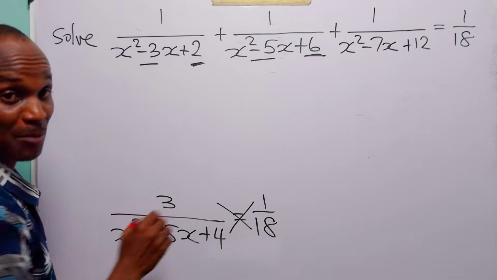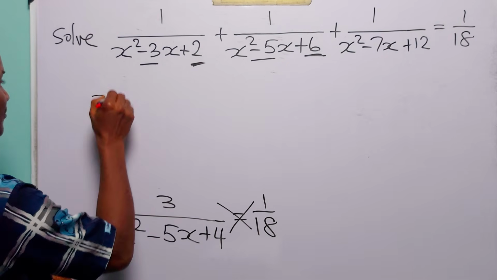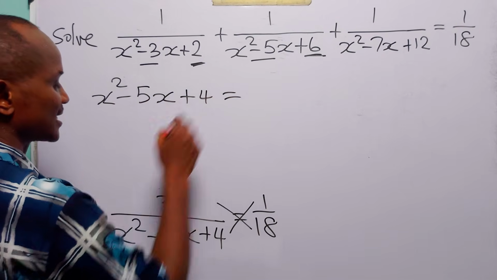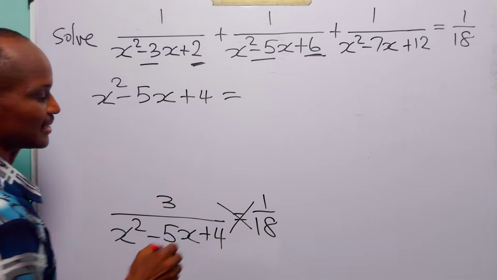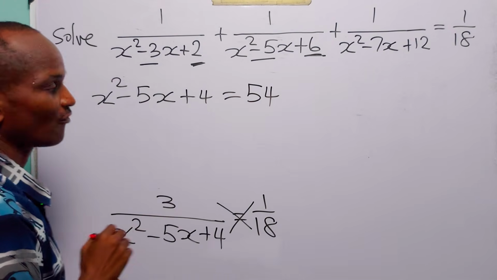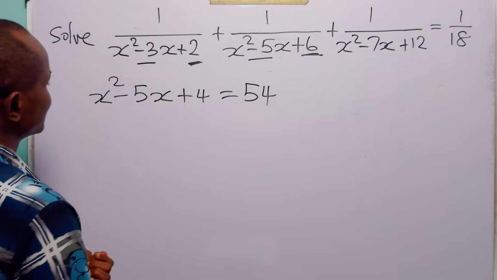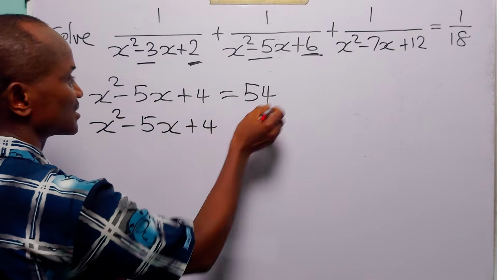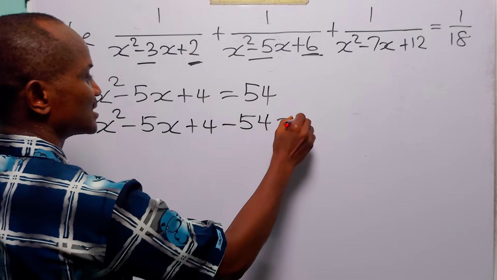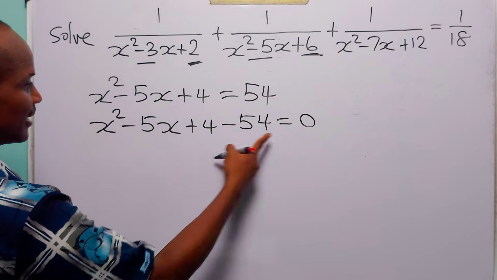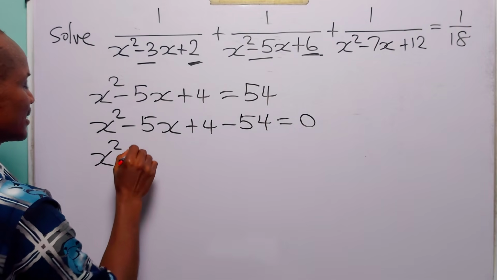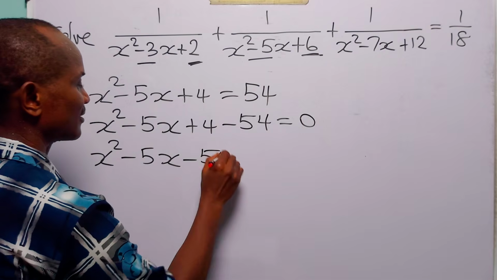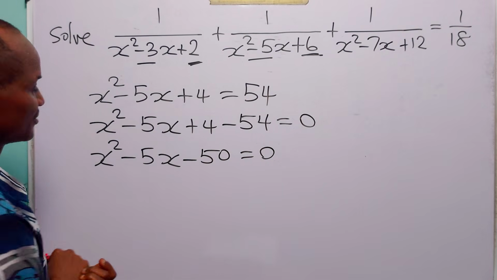Now we cross multiply. We have that x squared minus 5x plus 4 is equal to 3 times 18. 3 times 18 is 54. Now, rearranging this equation, we have x squared minus 5x plus 4 minus 54 is equal to 0. And from here, we have x squared minus 5x, 4 minus 54 is equal to minus 50. This is still equal to 0.